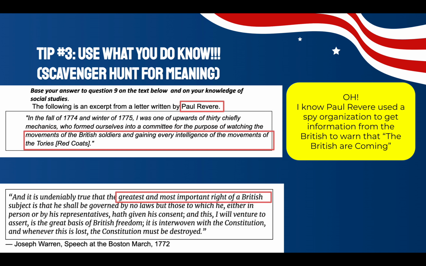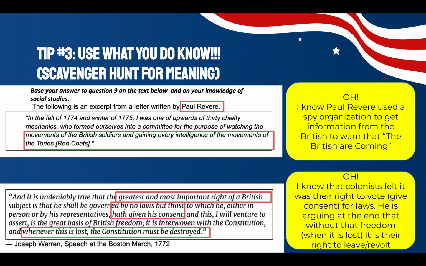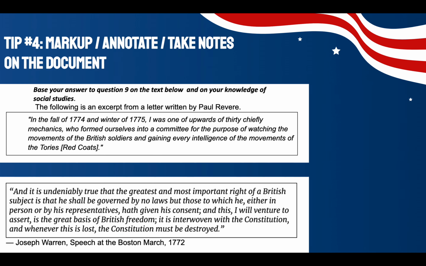Same thing here in the second document. Yeah, some of it's tough, but okay, we're talking about an important right, laws, and given consent. Okay, so I'm starting to get it, and then whenever those freedoms are lost, the Constitution must be destroyed. Okay, I see. I know colonists felt it was their right to vote or to give consent for laws. You see it in here. They're not going to follow laws unless they have given consent. It's their right to vote. And he's arguing at the end that when that freedom is lost, it's their right to revolt.